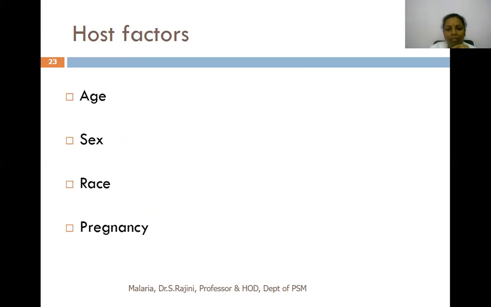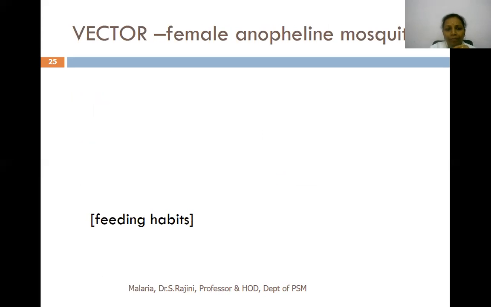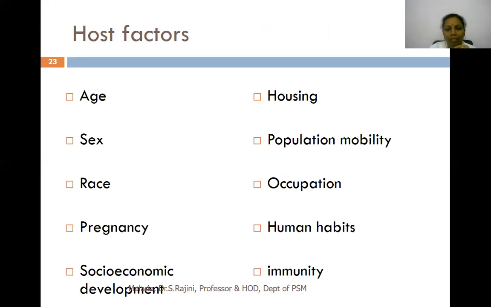So host factors: age, sex, housing, pregnancy, socio-economic development. Age, mostly all age groups are equally affected. And sex, it is more common in males when compared to females, as they have less clothing and they tend to move out, they work outside, they sleep outside. So many factors are there. So more commonly affected are males when compared to females.